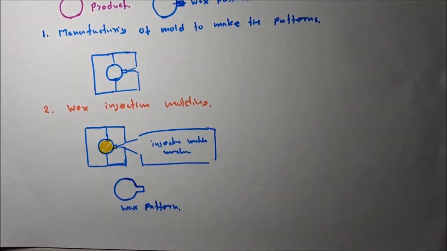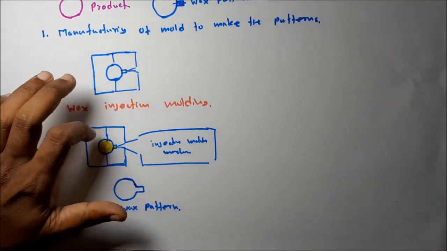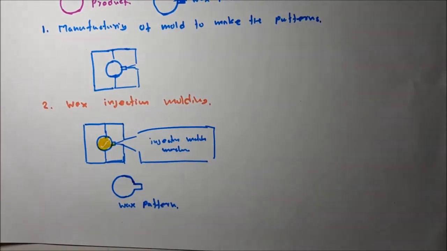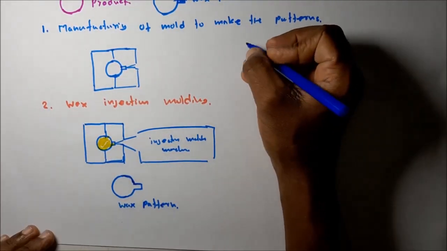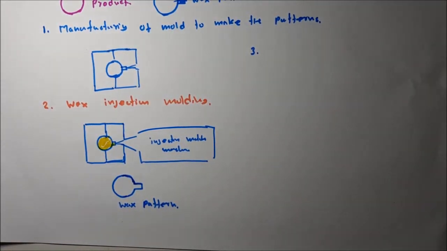Okay, the wax pattern is manufactured using the wax injection molding process. Then the next step, step 3.